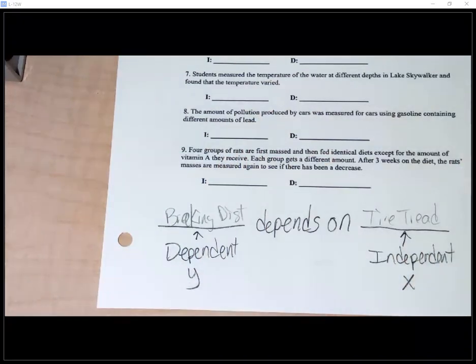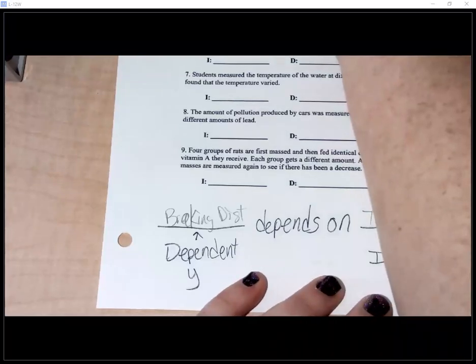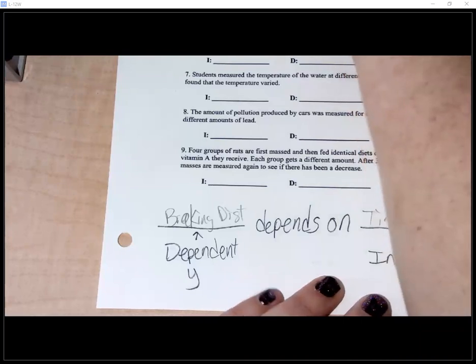So my independent variable will be my tire tread. That's what I'll put there. And then my dependent is the braking distance.